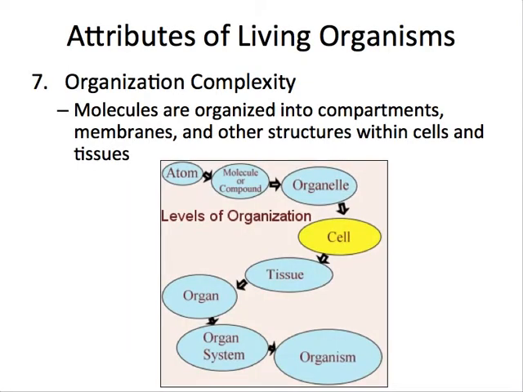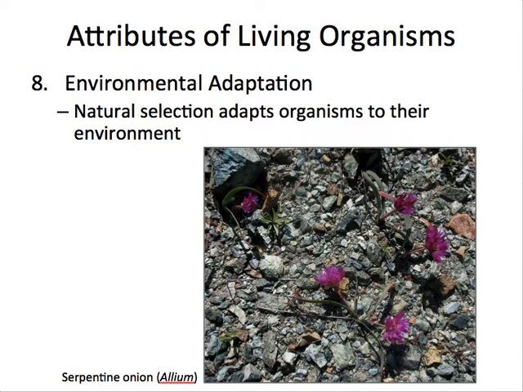Number 7 is organizational complexity. Here are all the levels of organization from the atom to the organism. And 8 is environmental adaptation. Natural selection is the mechanism of evolution. Organisms adapt to their environment by the process of natural selection, and we'll talk a lot more about how this works once we get to our plant evolution lecture series.